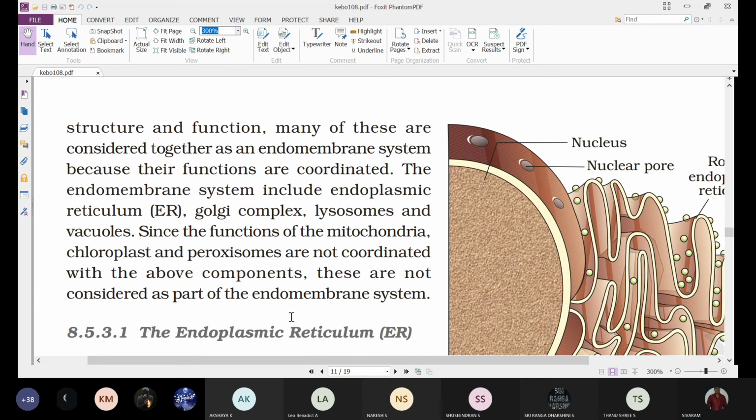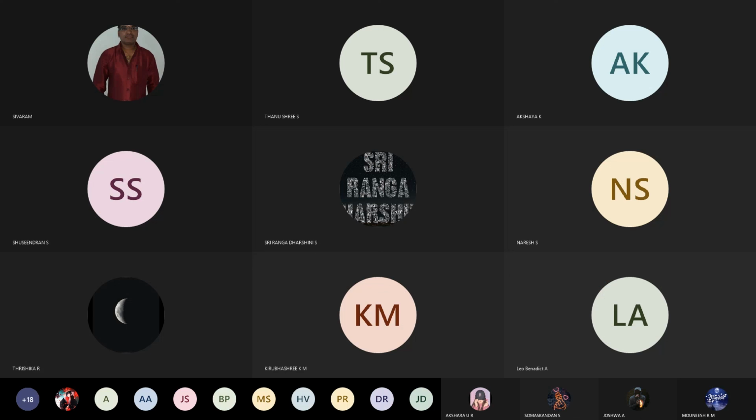That is about the endomembrane system. We'll discuss in detail about the different cell organelles in the next class.